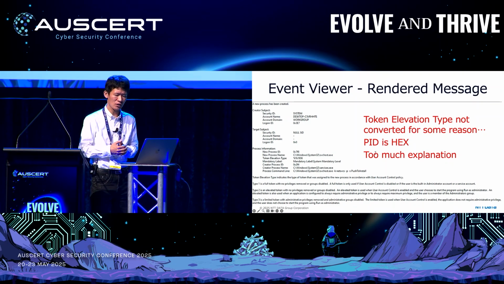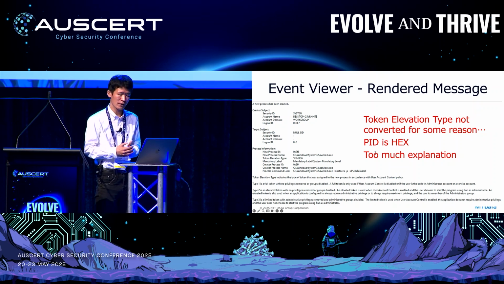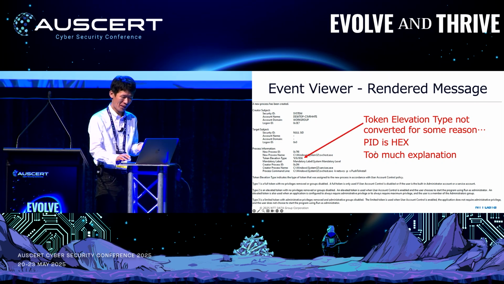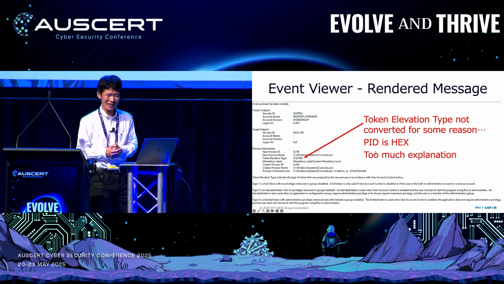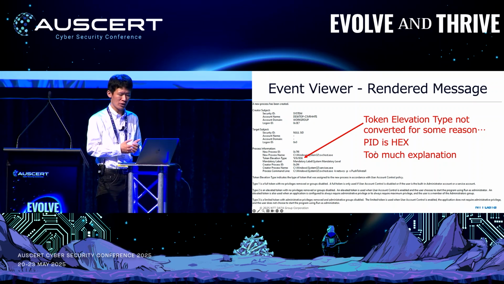However, the format is not very analysis friendly. For example, token elevation type is only shown as a numeric value. The PIDs are displayed in hexadecimal, and some descriptions are overly long.